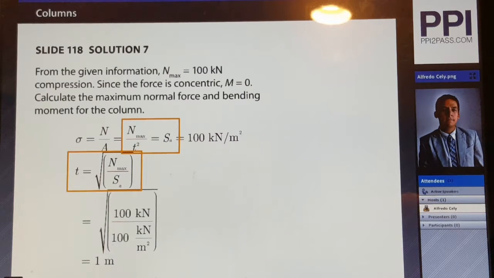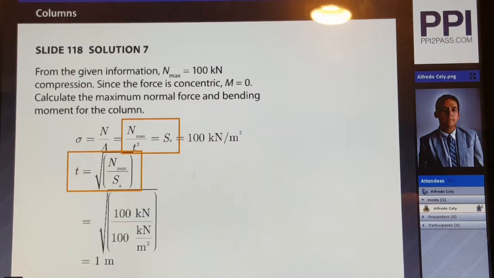We have 100 kilonewtons over 100 kilonewtons per square meter. Then that's going to equal 1 square meter. So when we take the square root of 1 square meter, that's going to equal 1. Now the problem may ask you to provide units in centimeters or millimeters, and then you will need to convert to those specific units. So that's how we solve for this problem.